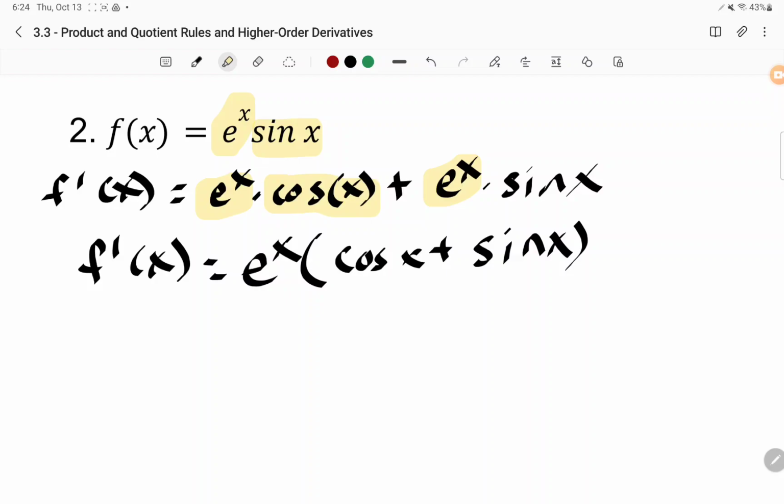So on the first part, it's e to the x times the derivative of sine, plus the derivative of e to the x, which is e to the x, times sine of x. You notice they both have an e to the x, which is why I was able to factor it out there. So you're left with e to the x times a quantity of cosine x plus sine x.